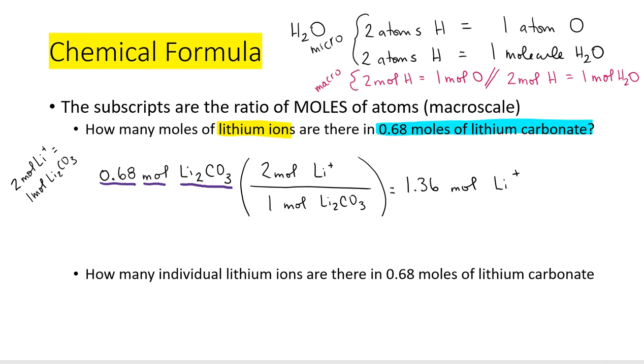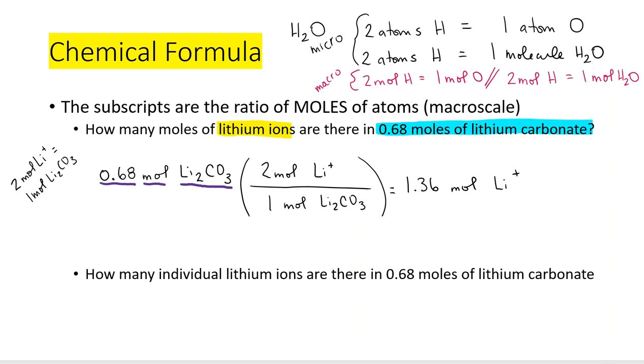Okay, so then the next question is asking, how many individual lithium ions are there? That should be a clue to you that you're going to need Avogadro. Lithium ions are tiny. That's microscopic. But we have 0.68 moles of something. That's macroscopic. So that's 2 different worldviews, if you will. So that's a sign that you're going to need Avogadro.